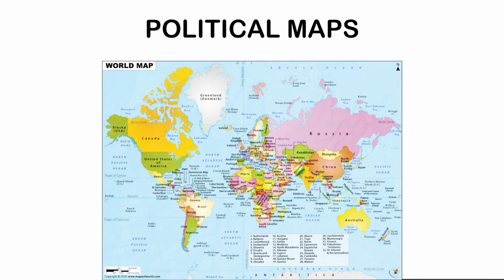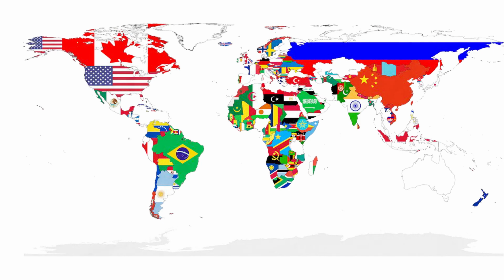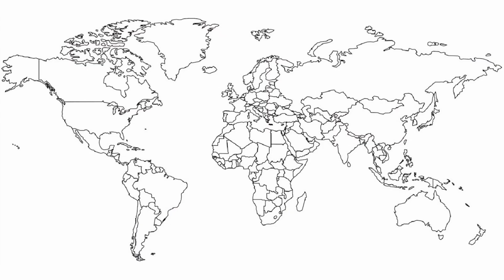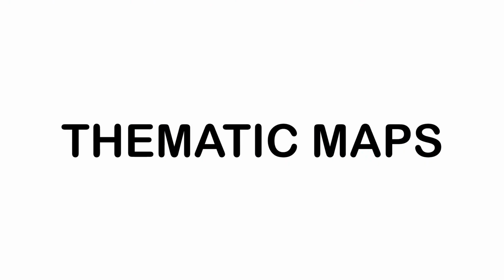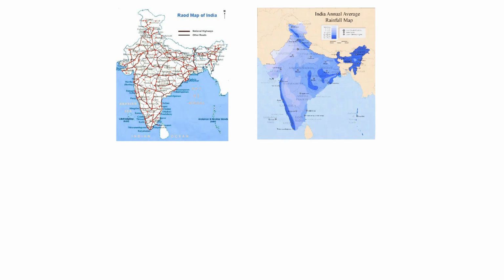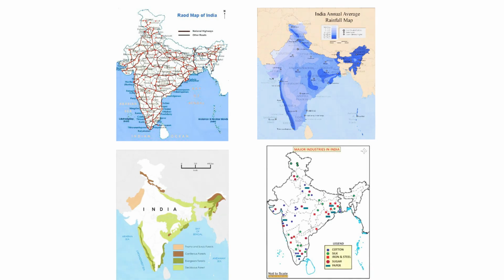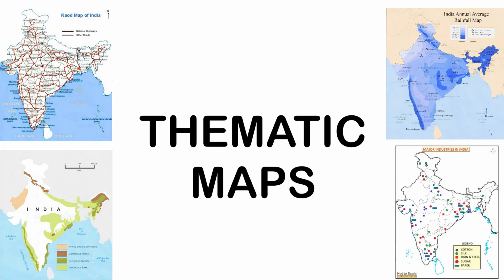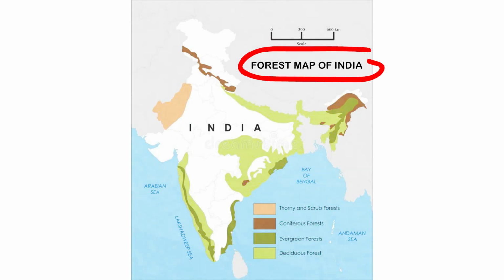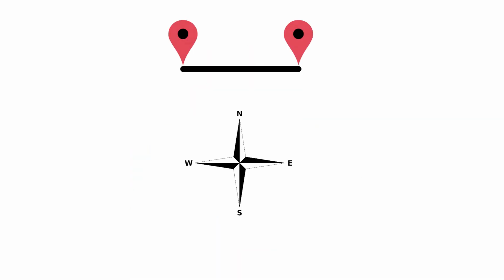Political maps. Maps showing cities, towns, and villages, and different countries and states of the world with their boundaries are called political maps. Thematic maps. Some maps focus on specific information, such as road maps, rainfall maps, maps showing distribution of forests, industries, etc. These are known as thematic maps. Suitable titles are given on the basis of information provided in these maps. There are three components of maps: distance, direction, and symbol.